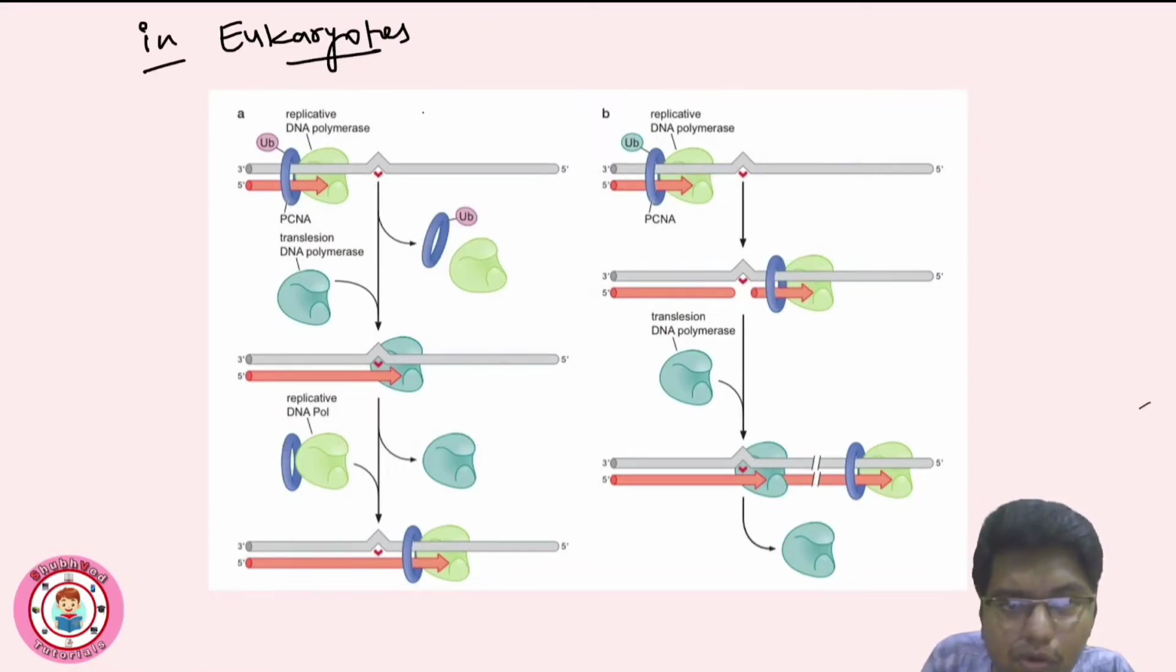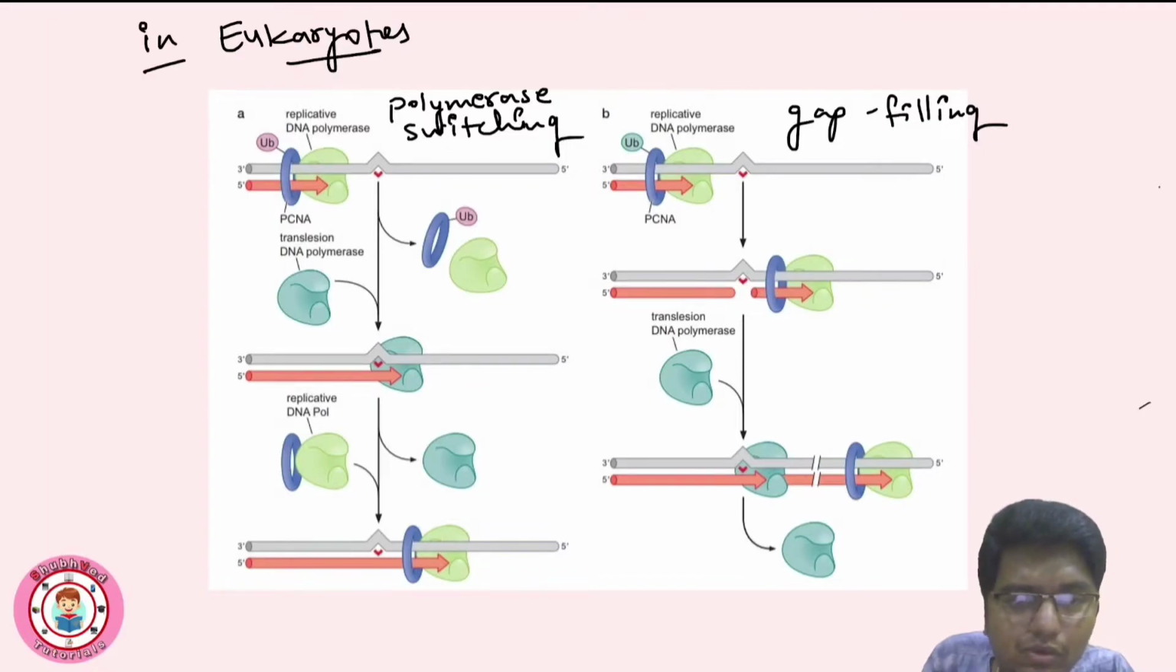So this first model is the polymerase switching model. And part B is the gap filling model. So these are the two models predicted for the working of translesion synthesis. So what happens here? Same as before.